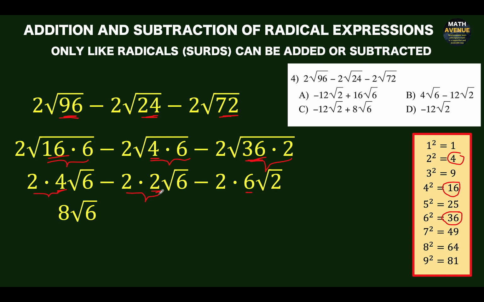Multiply these two. That is equal to 4. And copy the minus sign and copy the square root of 6. And here, 2 times 6 is 12. And copy the minus sign, copy the square root of 2. Then you have square root of 6, square root of 6, square root of 2.